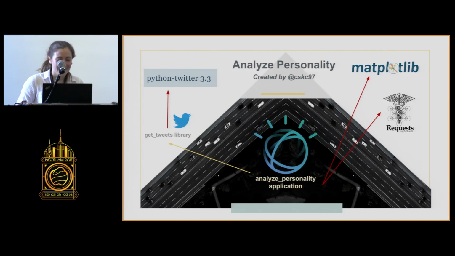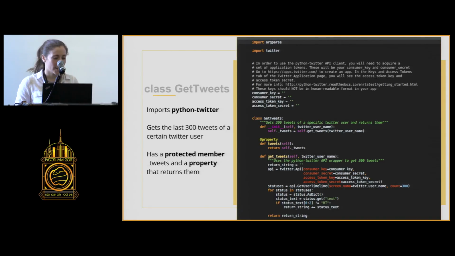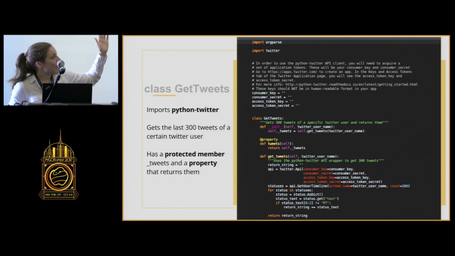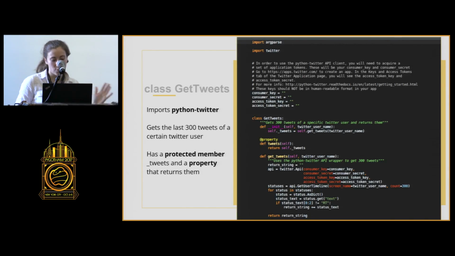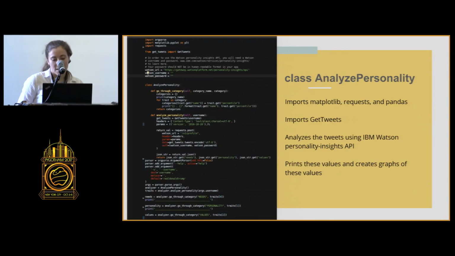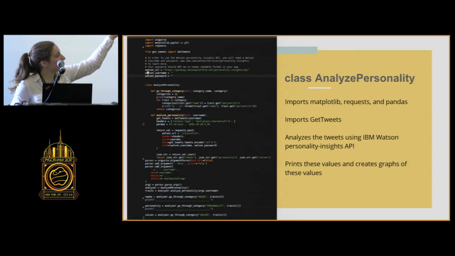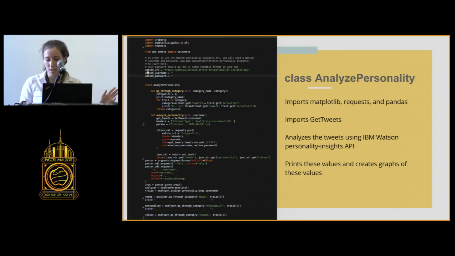which is pretty cool. So just quickly, so that you can see how my sample application works, get tweets, as you can see, it imports this Python Twitter library. It gets the last 300 tweets and then returns them using a property. Same thing with analyze personality. It imports these third-party requirements. It sends that data that you got from get tweets to the IBM Watson API, and then it spits out at the bottom the needs, the personality, and the values of this Twitter user.